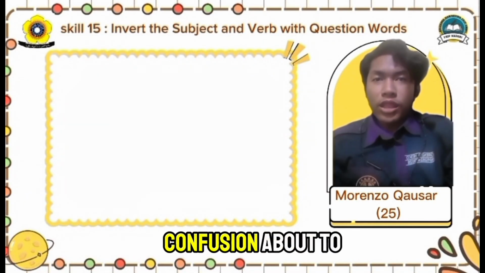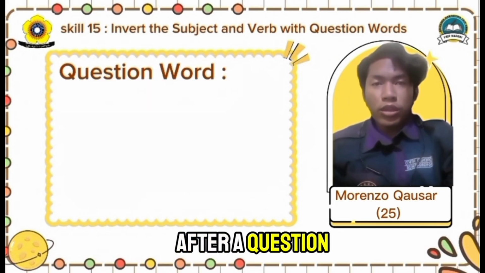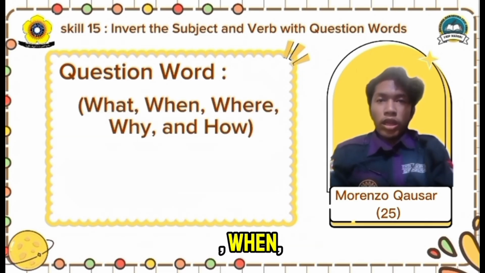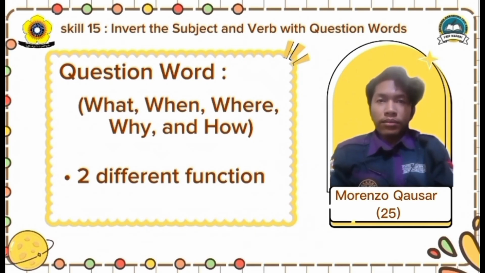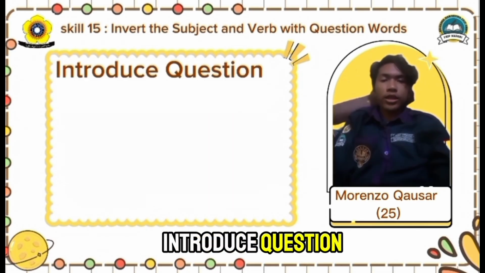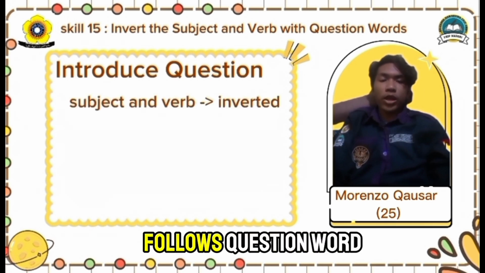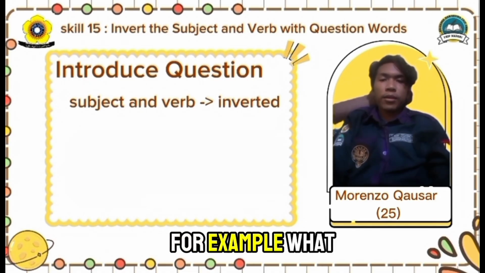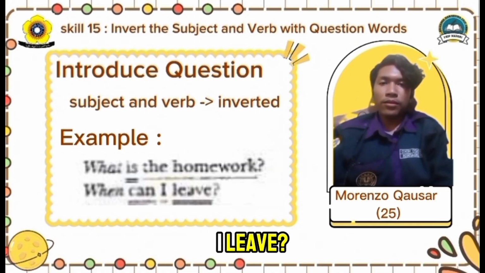There's often confusion about when to invert the subject and the verb after a question word. The question words such as what, when, where, why, and how can have two different functions. First, they can introduce a question. In this case, the subject and the verb that follow the question word are inverted. For example, what is the homework? When can I leave?